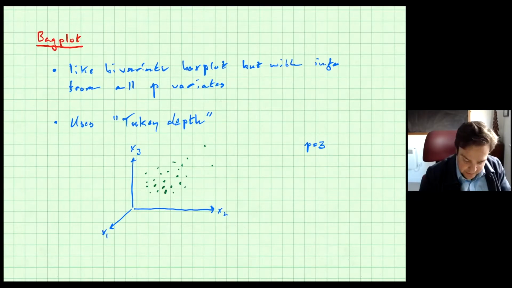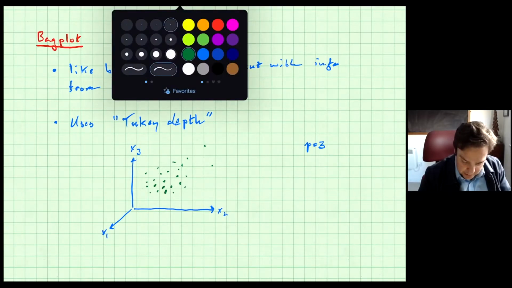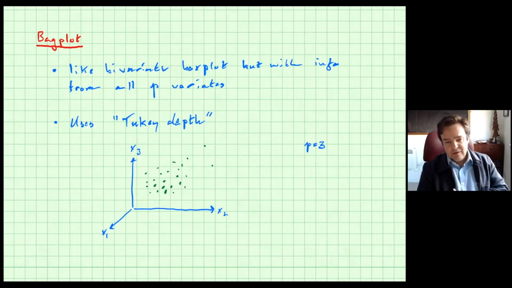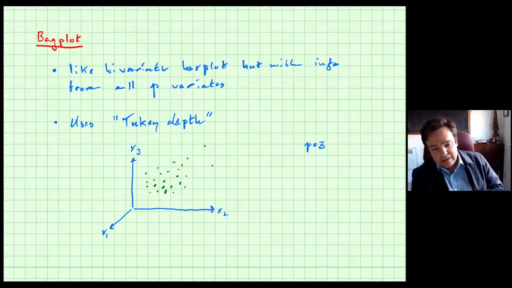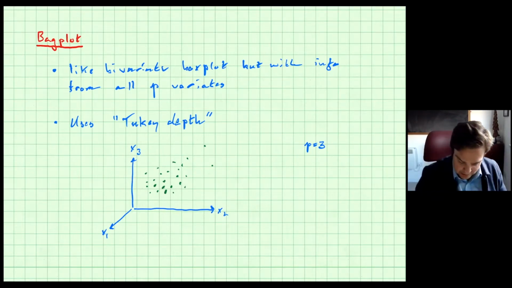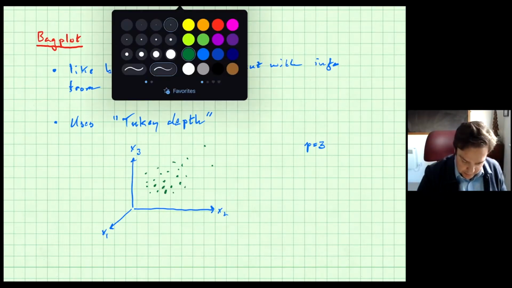The Tukey depth is defined in this interesting way where you take each point. Take this one, or this one here, any one point, and make a plane in the 3-dimensional space. That is, make a flat 2-dimensional surface in the 3-dimensional space which goes through that point, or in other words, which includes that point. Now that's not a unique plane. There are lots of planes that would do that.